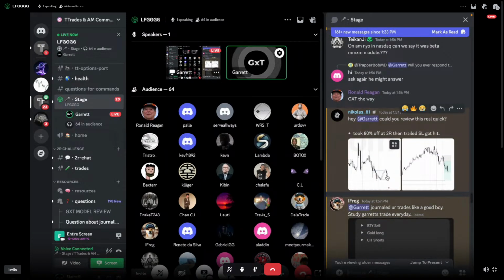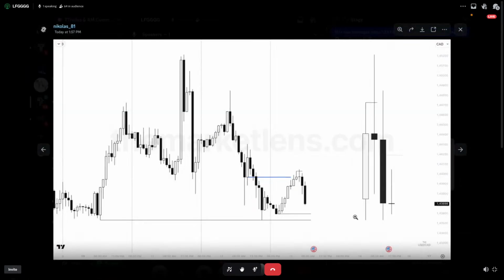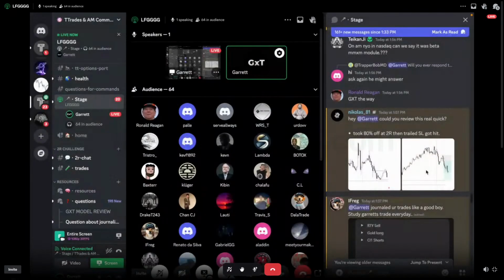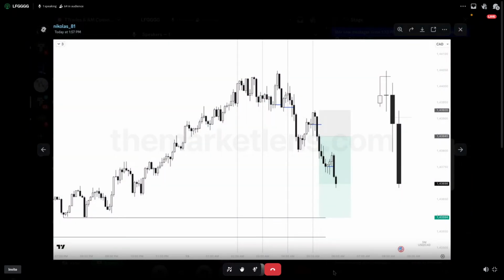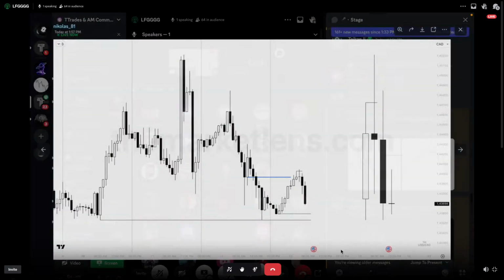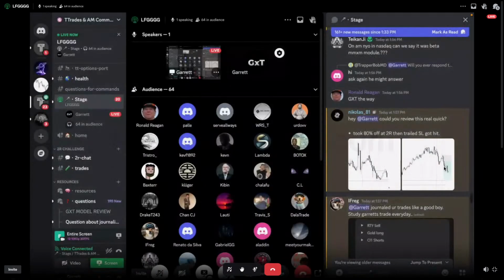Should be this quick trade. Took 80% off a 2R. Oh yeah, I did go over this trade. Yeah, this is a good trade. Wait, what is this CAD? Yeah, I just went over that, right? Yeah, good trade.